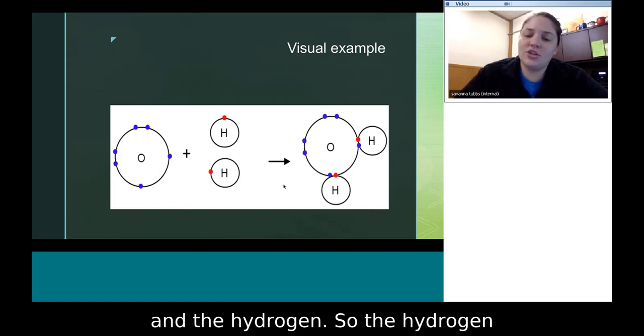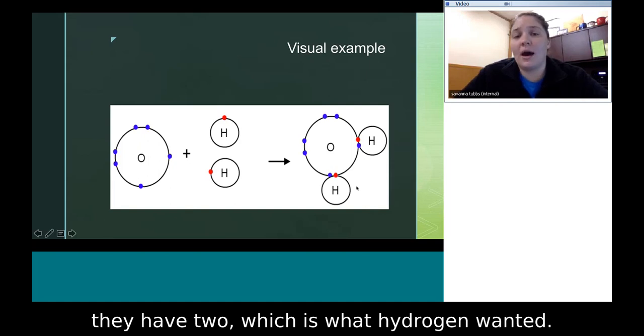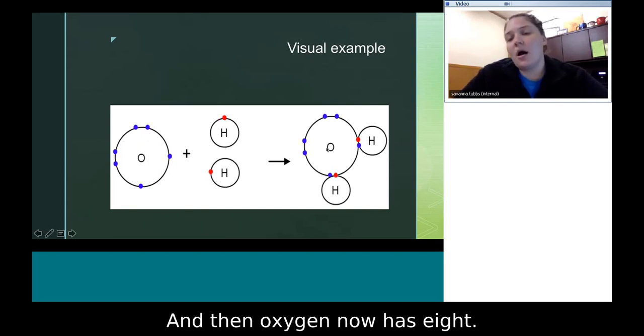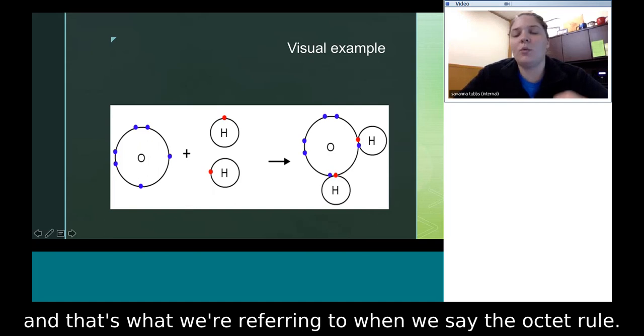So the hydrogen has 2 on each of these hydrogens. They have 2, which is what hydrogen wanted. And then oxygen now has 8. So we count 2, 4, 6, 8. And that's what we're referring to when we say the octet rule.